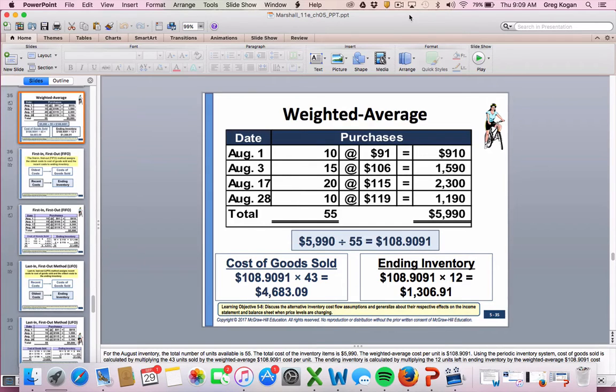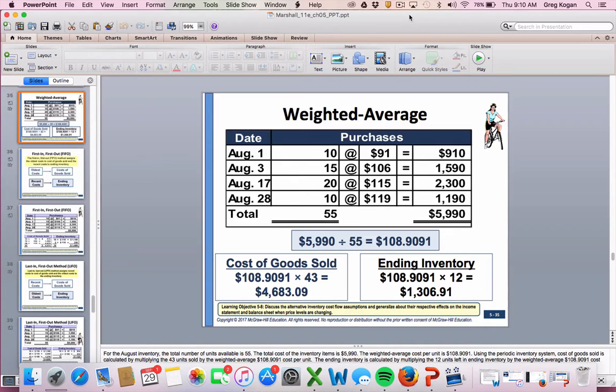The cost of ending inventory: we have 8 boats left in inventory at August 31, 2017. So we multiply 8 by 1,644, and that's $13,152. And the cost of goods sold, since we sold 37 boats at $1,644, is equal to $60,828. That's basically what we're going after in this whole problem.